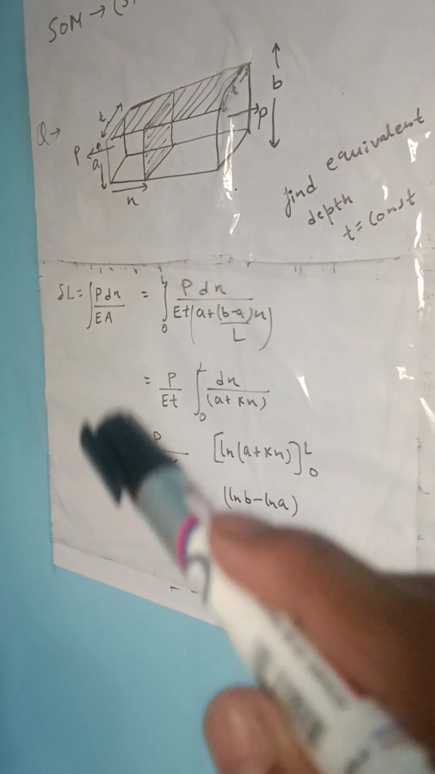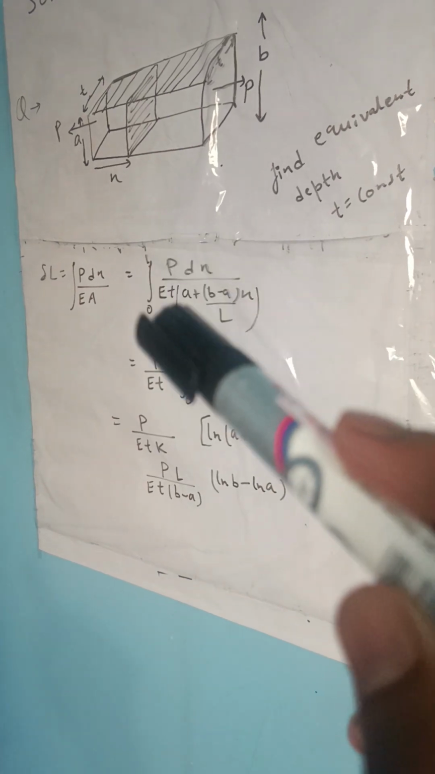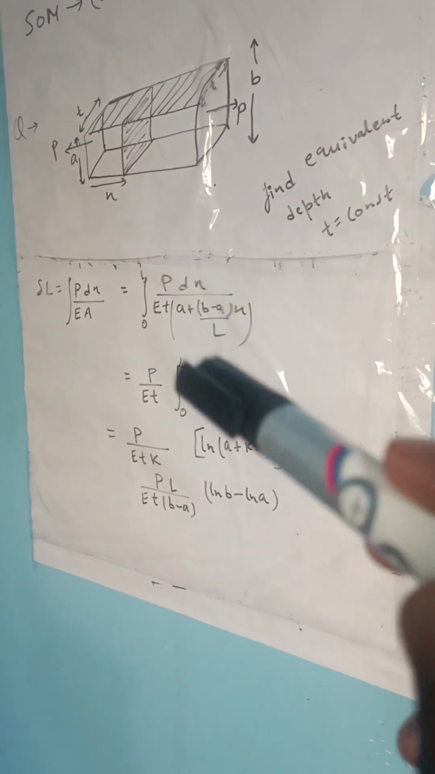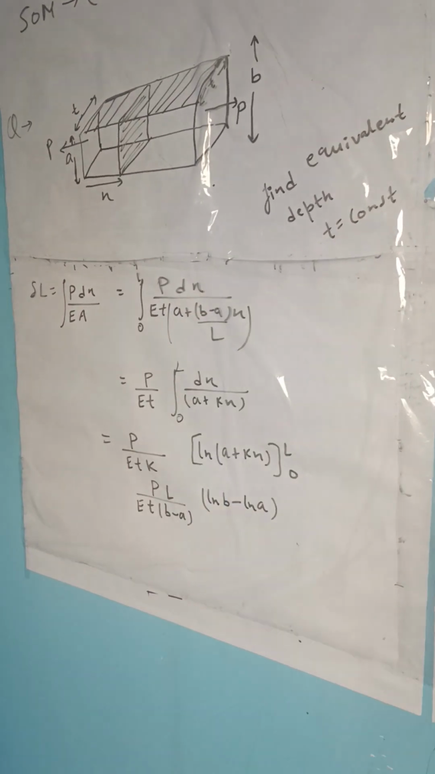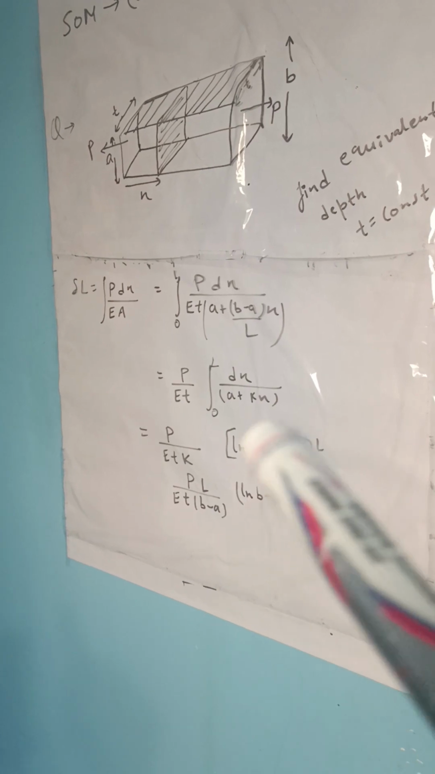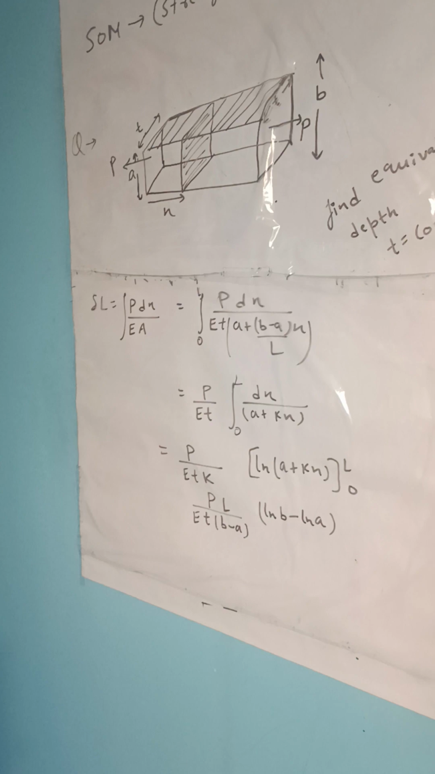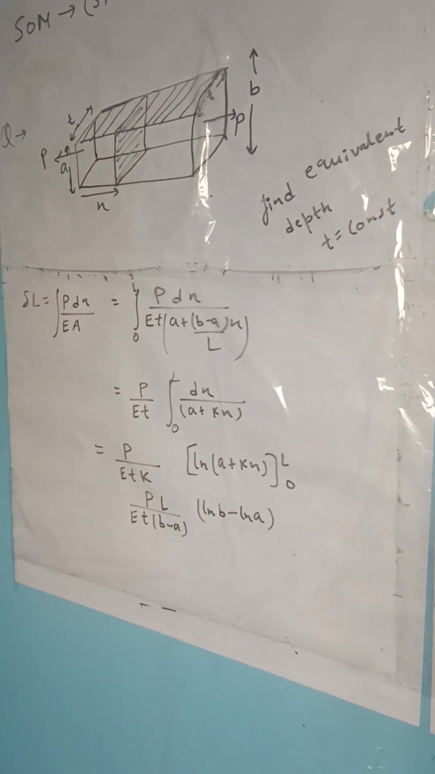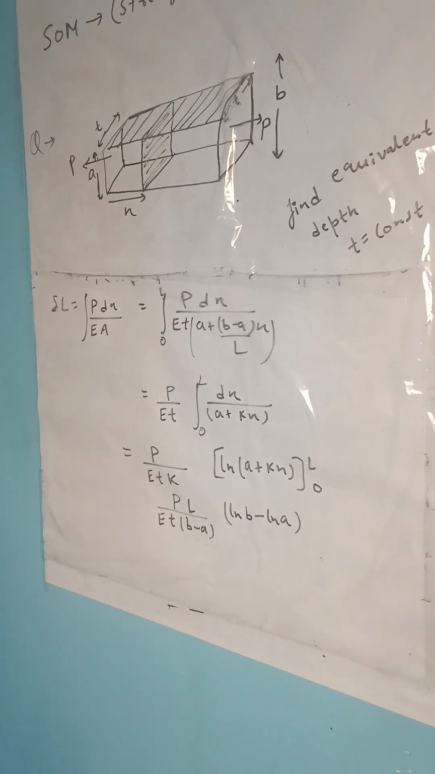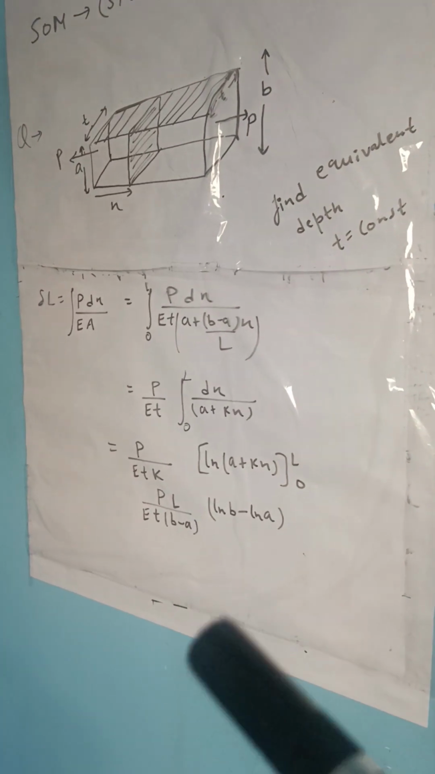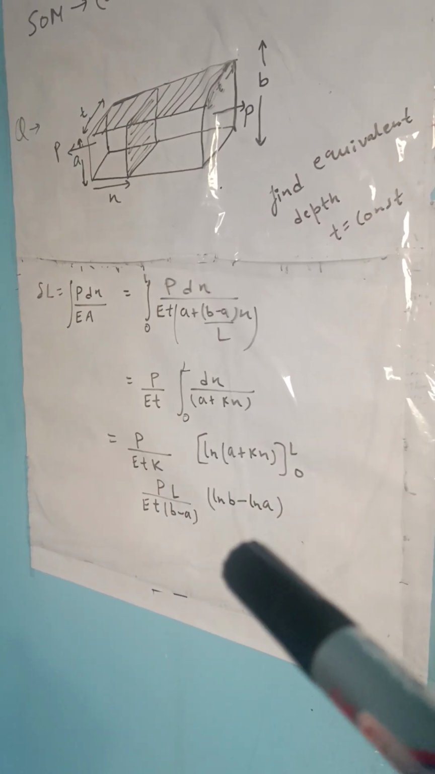So P by Et comes out because it is constant, and we have the integration of dx upon A plus (B minus A) by L x. The B minus A by L is constant; we take it as k, so A plus kx. So a 1 by x type function is there, and its integration will be ln x. So ln (A plus kx), and the coefficient comes into the denominator. It is a basic integral: if a 1 by x type function is there and x has some coefficient, the coefficient comes in the denominator. It is the rule.